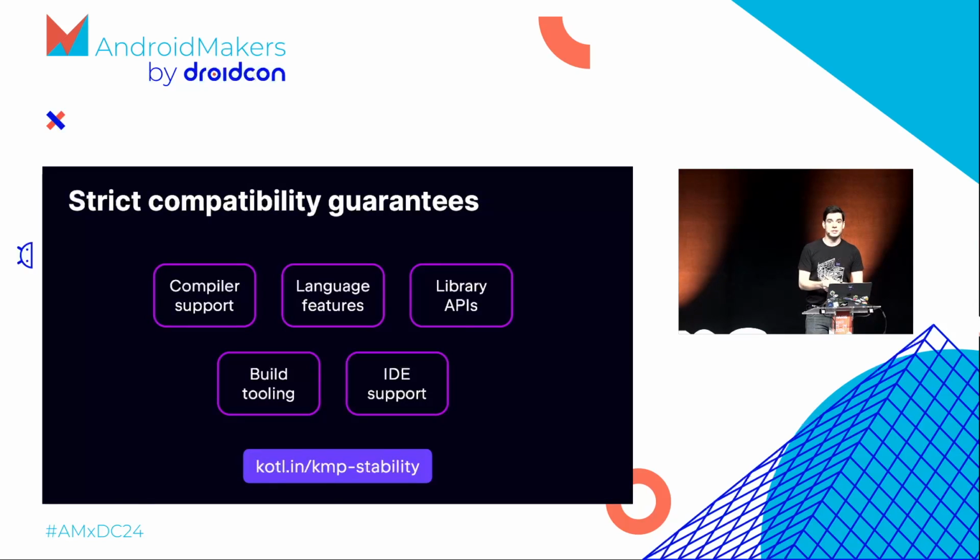So what does stability mean? Most of all, and first of all, it means compatibility guarantees. Kotlin Multiplatform is a complex technology. It consists of many parts across the language, the compiler, various pieces of the tooling. And Kotlin Multiplatform being stable means that you don't have to worry about your projects breaking as you're upgrading versions, and you can safely use it in production. You can learn a lot more about the details of stability of the various components by going to the link on the slide there.